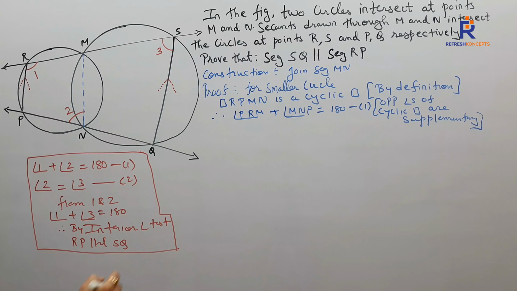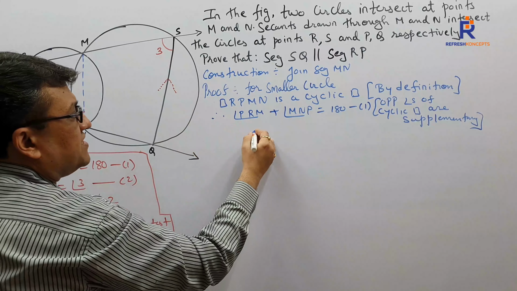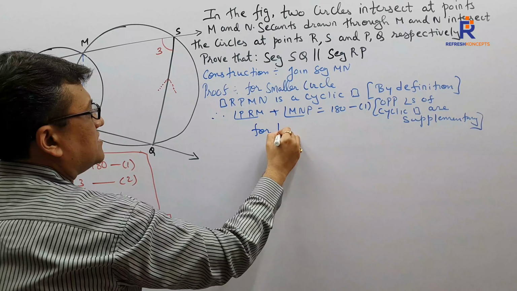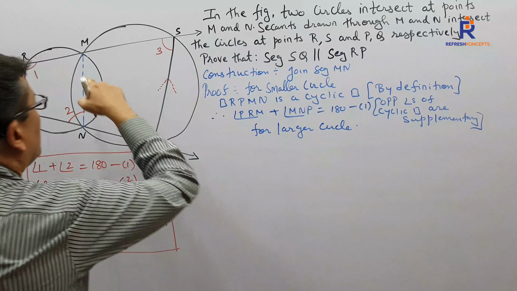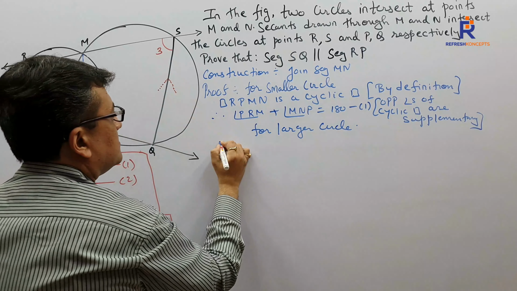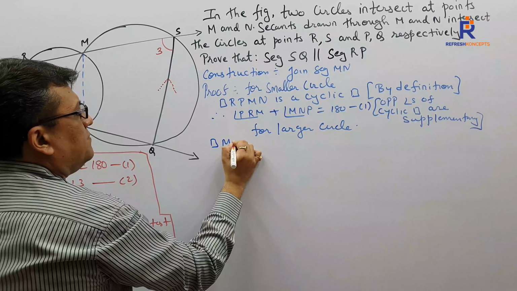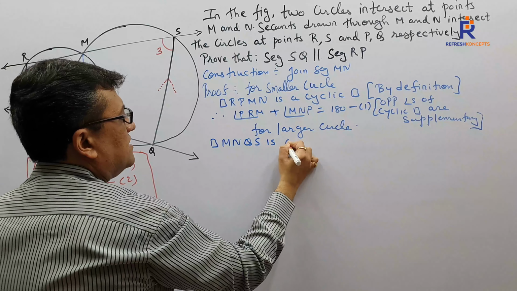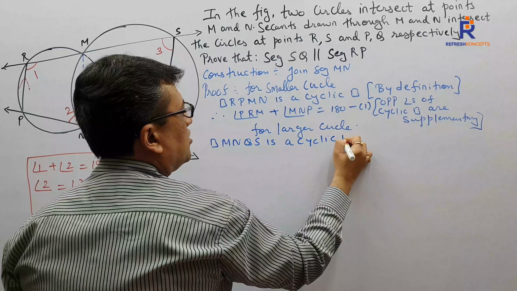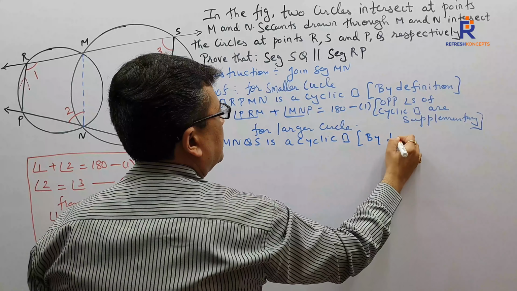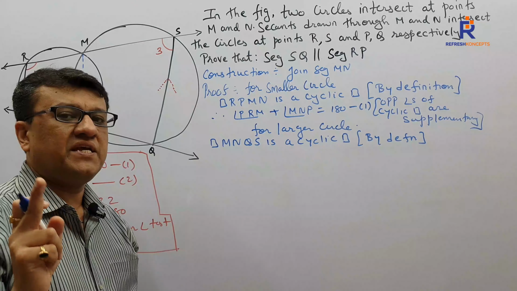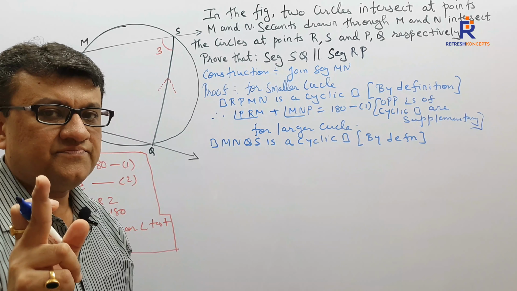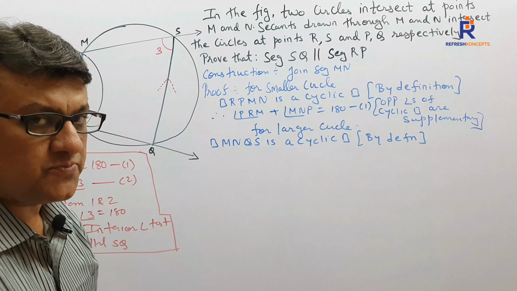Next, with this, I shall now proceed with larger circle. For larger circle, quadrilateral MNQS is a cyclic quadrilateral. Again, I shall say by definition. Now, this is a short form of definition. Children, I will write down shortcuts. Please, you don't write down. You'll lose marks. No shortcuts, please. MNQS is also a cyclic quadrilateral by definition.